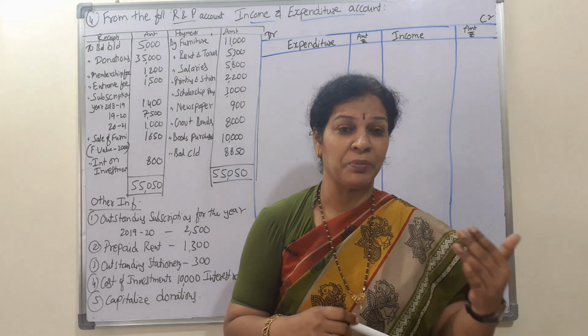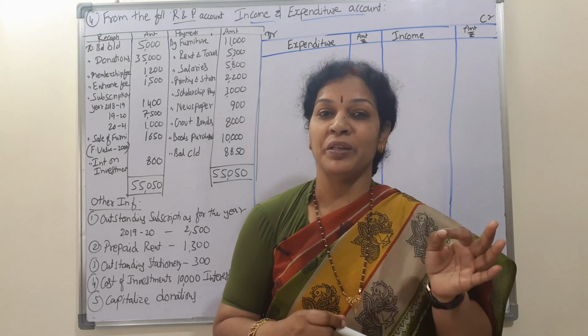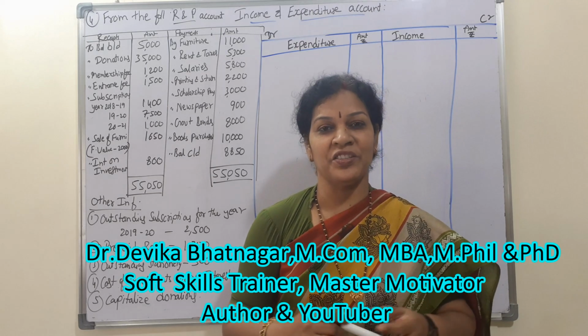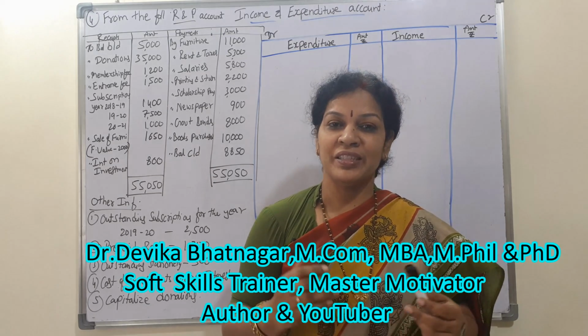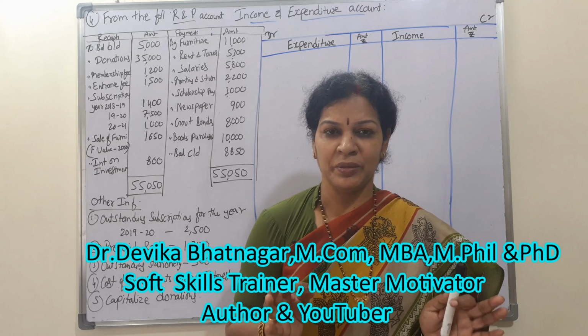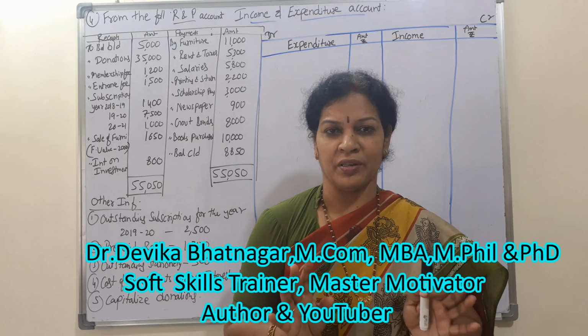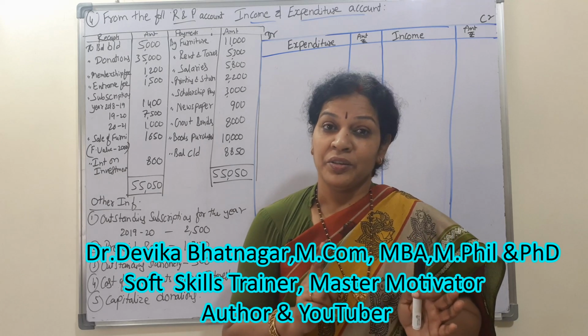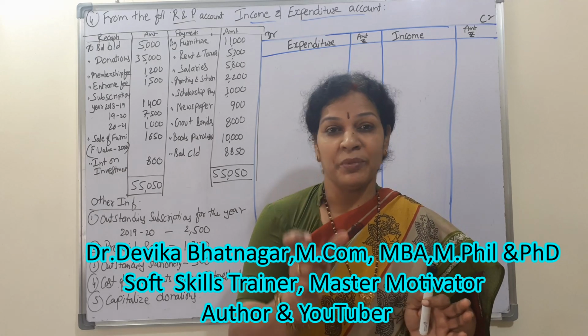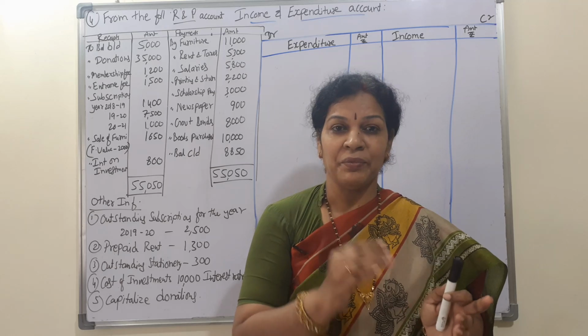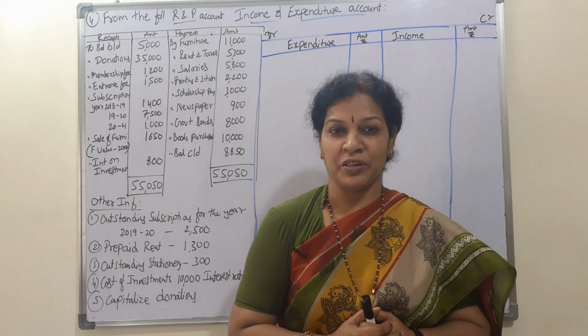Pro forma is over, and one problem we have also completed from non-trading organizations in financial accounting. Today we will see the second problem. Remember, always, income and expenditure is just like a profit and loss account. You know, in the previous problem some information was given, from that we prepared the income and expenditure account.